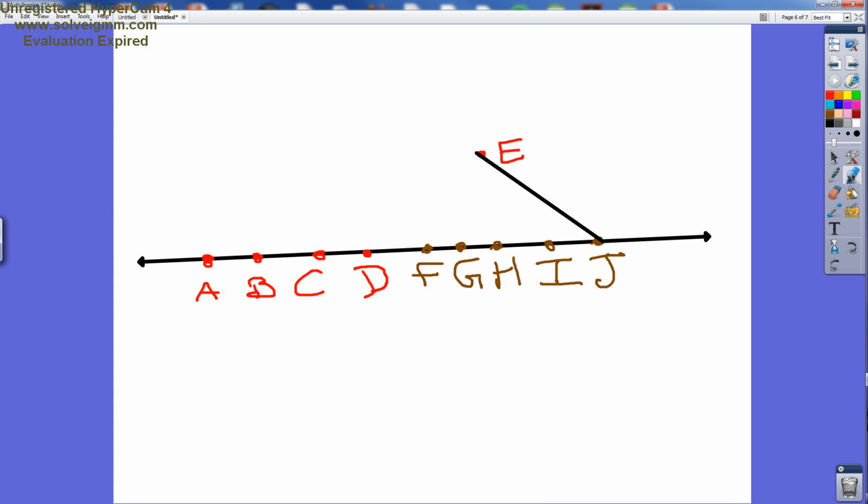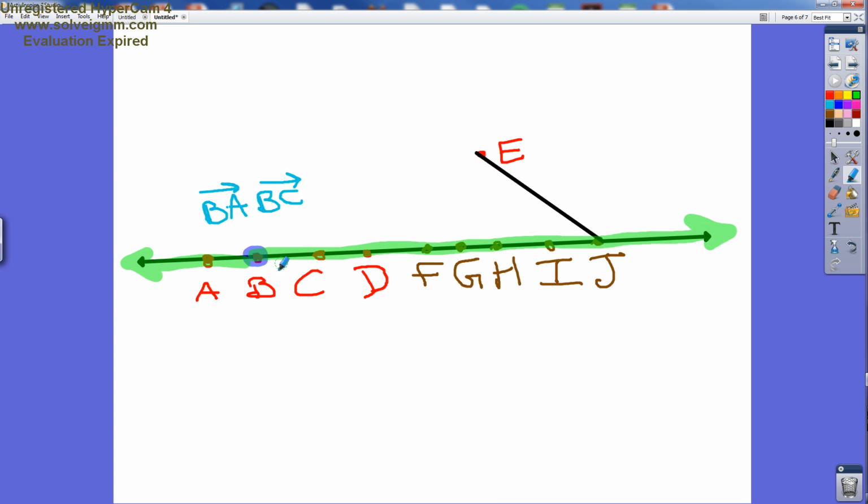So I can have two rays starting at B, right? I can have ray BA, and I can have ray BC. And these are two opposite rays. You know that they're opposite rays because you start on B and you go towards A. You start on B and you go towards C. And look, you've got those two opposite rays.